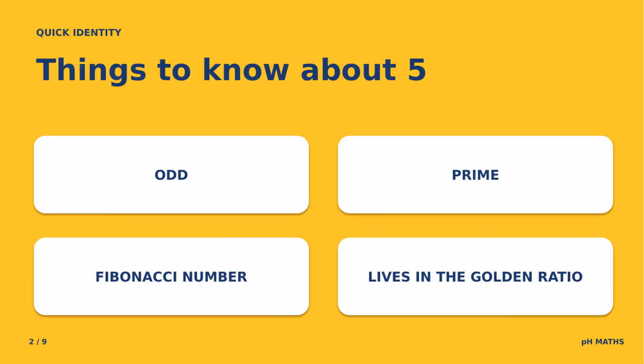Quick identity check. 5 is odd, 5 is prime. 5 is a Fibonacci number. The sequence runs 1, 1, 2, 3, 5, 8, 13, and 5 lives inside the golden ratio. So phi equals (1 plus root 5) all over 2, which works out to around 1.618. 5 is one of those numbers that just keeps popping up in places it has no right to be.